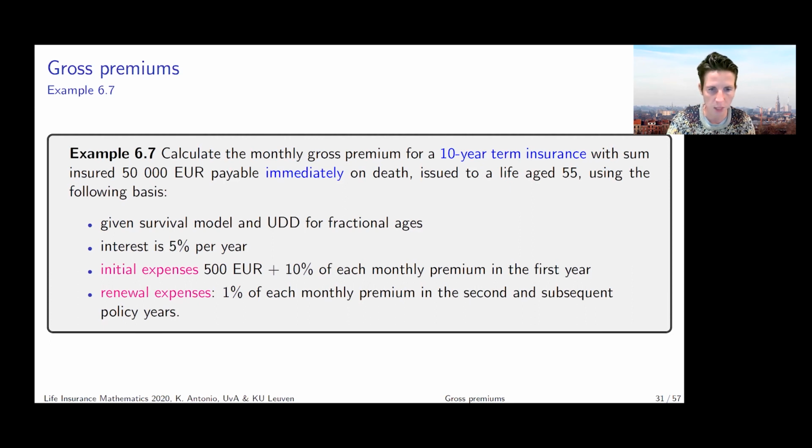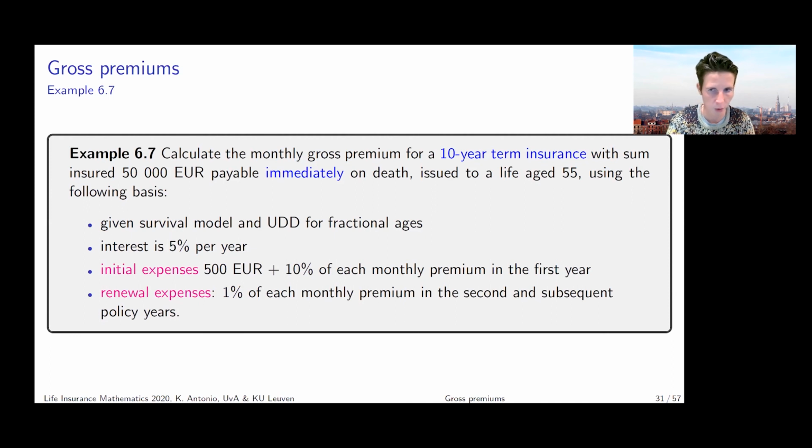We've got a survival model, and we explicitly have the assumption that we can use UDD for fractional ages. We've got an interest rate given. We've got initial expenses, €500 and 10% of each monthly premium in the first year. And we've got renewal expenses equal to 1% of each monthly premium in the second and subsequent policy years.